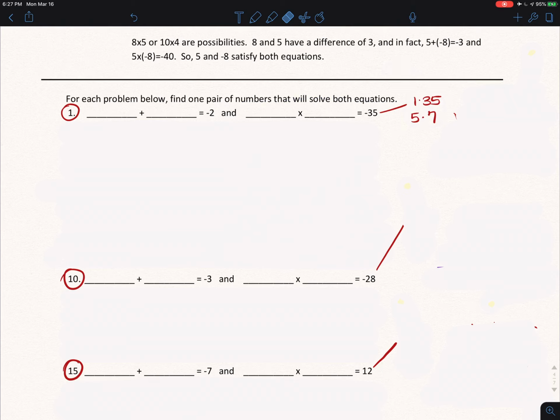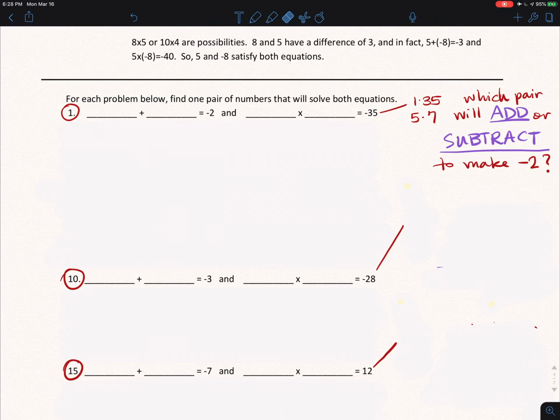Okay, now that you're back, you should have only gotten 2 pairs, 1 times 35 and 5 times 7. Now, for the next part of this question, this piece is going to change a little bit. I want to know not only which of these pairs will add to give me a 2, I want to know which will add or subtract to give me a 2. And so my second part of the question now is just a little bit different than it was on the first page. So which pair will add or subtract to make a negative 2? Well, we know that that's going to be the 5 and the 7 pair.